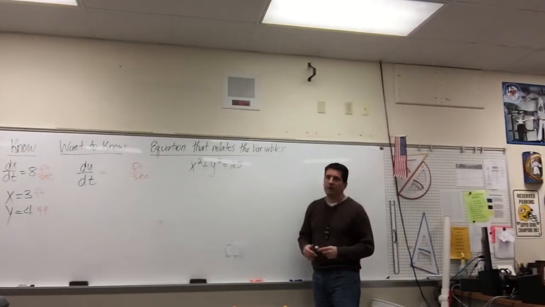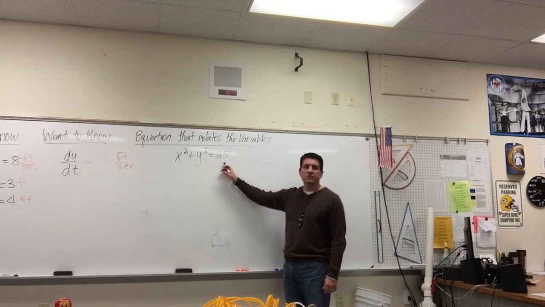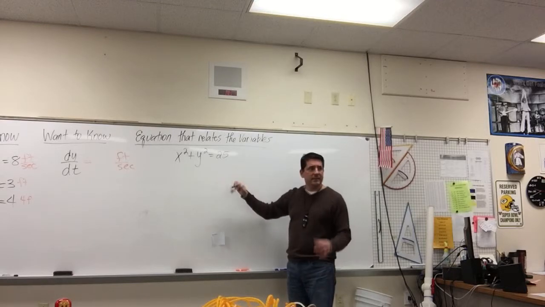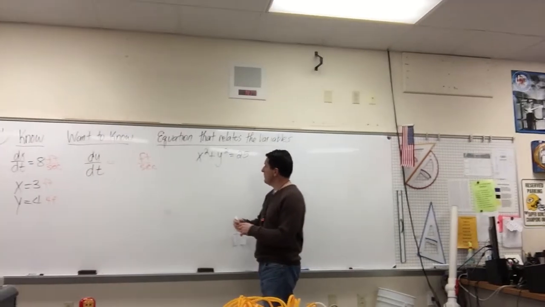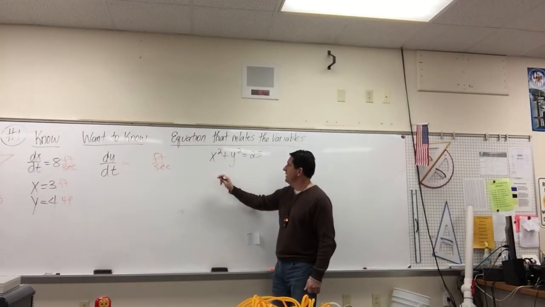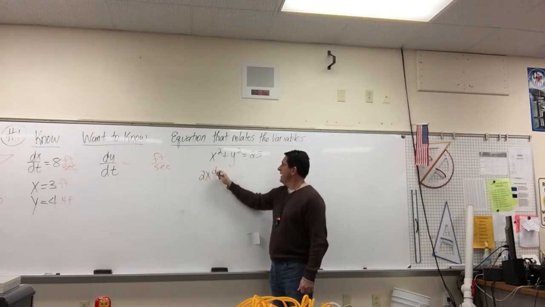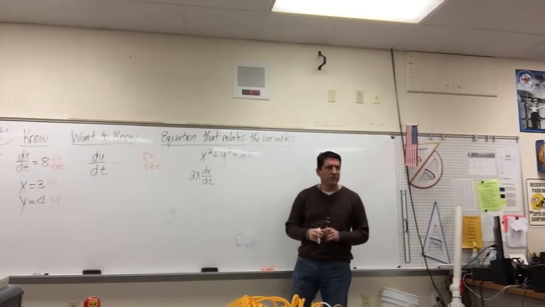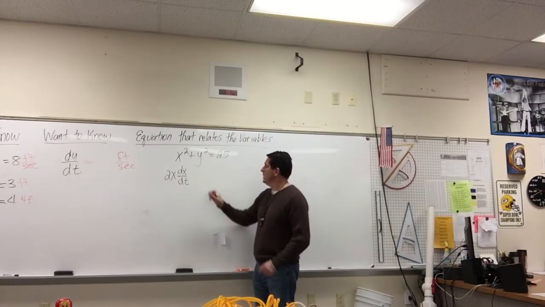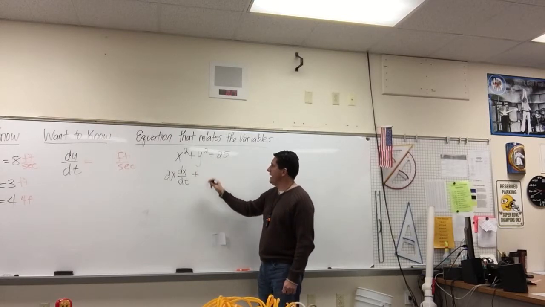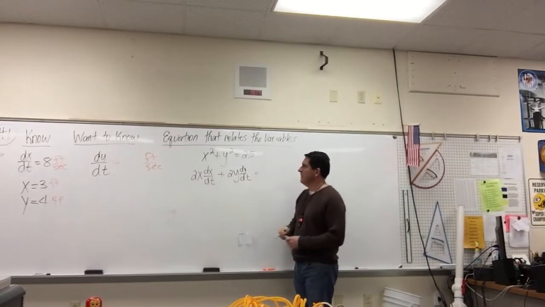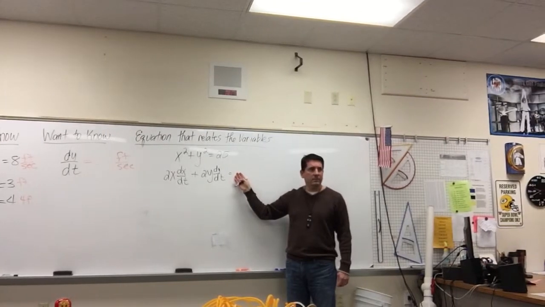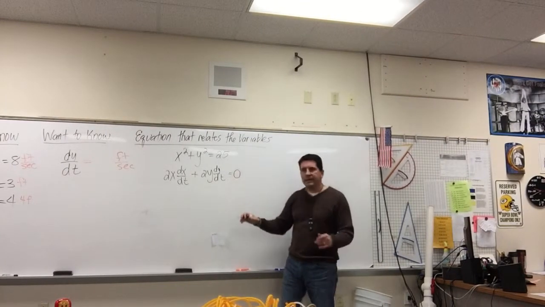So the way you solve a related rate problem is you start with your equation. We're going to find the derivative of this, and that's where we generate the dx dt's and the dy dt's. So the derivative of x squared plus y squared equals 25 is 2x dx dt. It's actually very similar to implicit differentiation. Plus, the derivative of y squared is 2y times dy dt. And the derivative of the 25? Zero. Kind of makes sense.